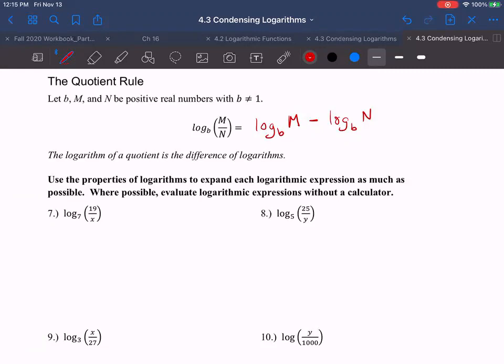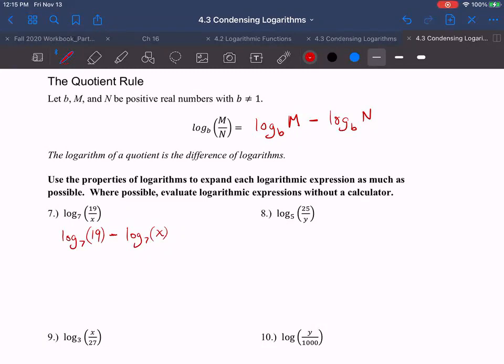If I look at number 7, I've got log base 7 of 19 over x. I can write that as log base 7 of 19 minus log base 7 of x. And that right there is all I can do. I can't reduce any more of those logs. I can't evaluate any of the other logarithms there without a calculator. And so that's pretty much it. Okay, and then I'll try number 8 for you real quick as well.